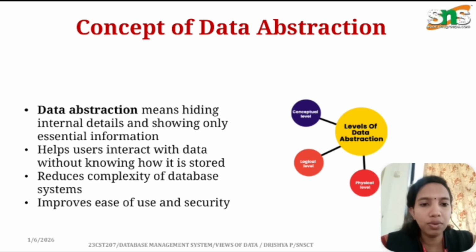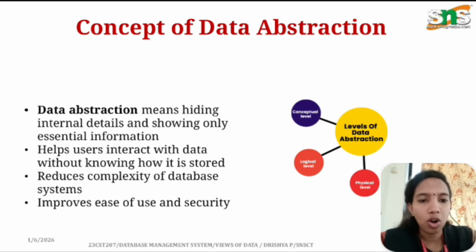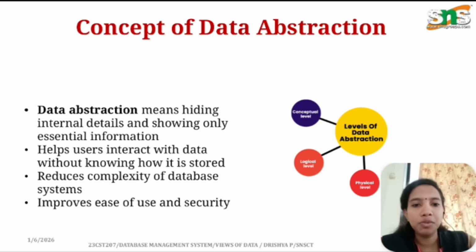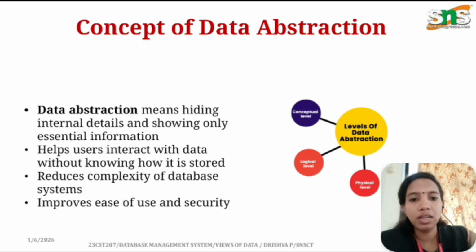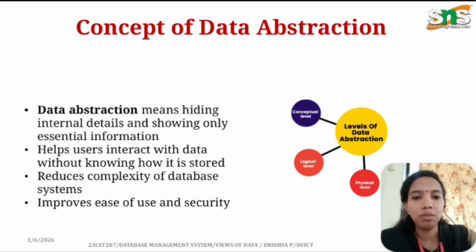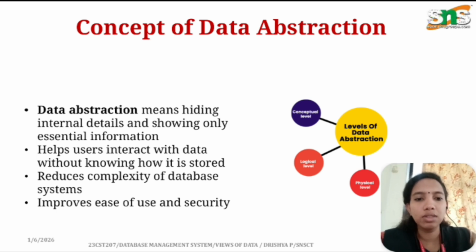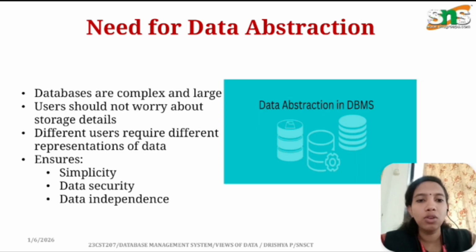The concept of data abstraction. The levels of data abstraction are conceptual, logical and physical. The figure shows that data abstraction means hiding the internal details and showing only essential information. It helps users interact with data without knowing how it is stored, reduces complexity of the database system, and improves ease of use and security.